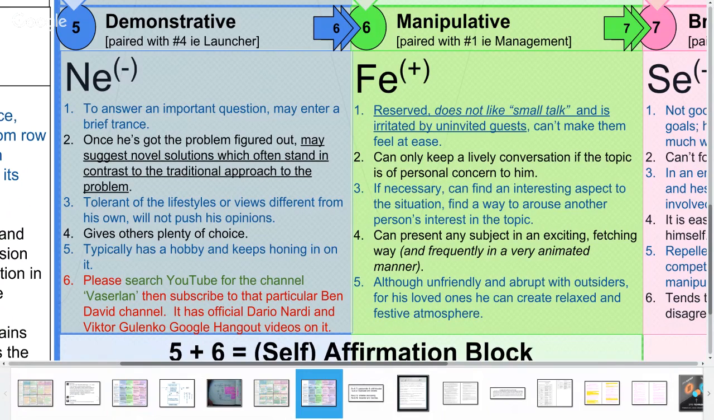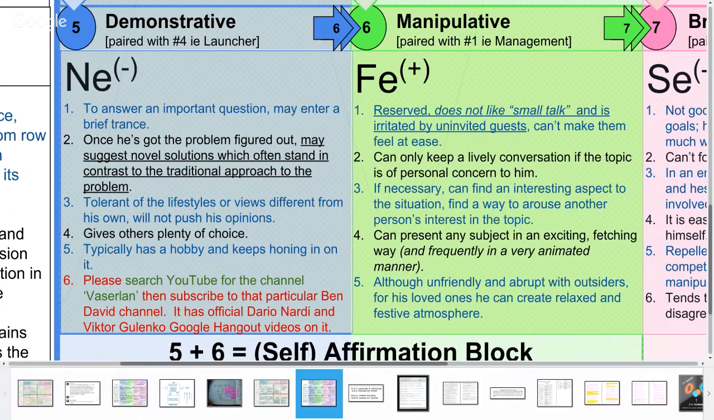Now, in my case, it's a little bit exaggerated because, and let me let you into a little secret here, folks, a sudden revelation, I might be an Enneagram Type 7 INTP. That is how strong the NE is.